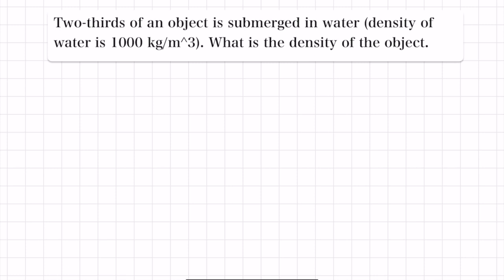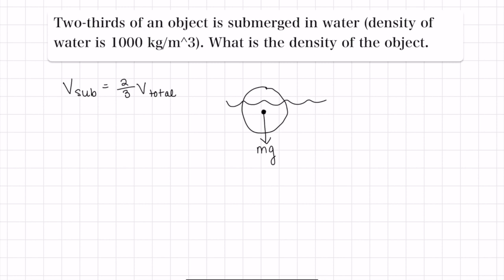So we'll have the volume submerged is 2/3 V total for this object. And we probably should have done this first: draw this object partially submerged, and we could draw the forces on it. So we'll have the mass of the object times gravity pointing down, and we'll have the buoyant force pointing upwards, and these two are going to be in balance with one another.